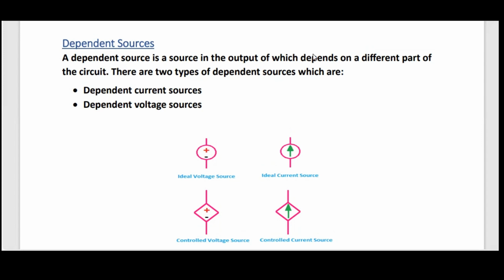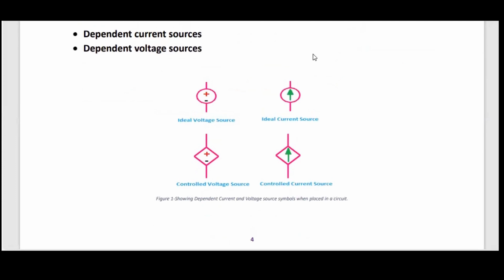On top here is a normal battery and a normal current source. At the bottom here you have the dependent ones, which you see in the diamond. So there's a dependent voltage source and a dependent current source, like I said before. Just keep your eye out for it in the circuit.